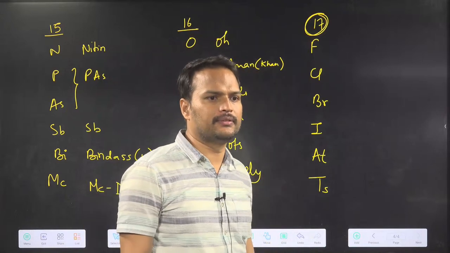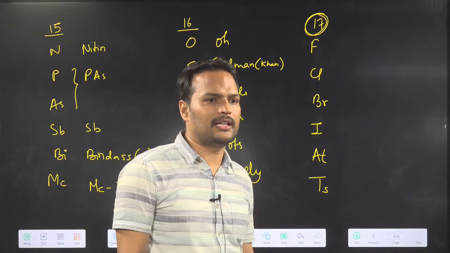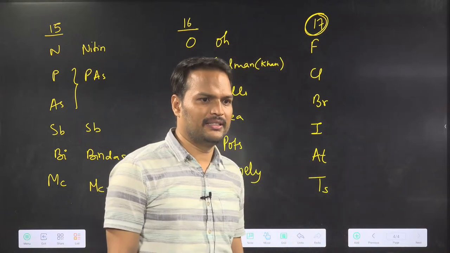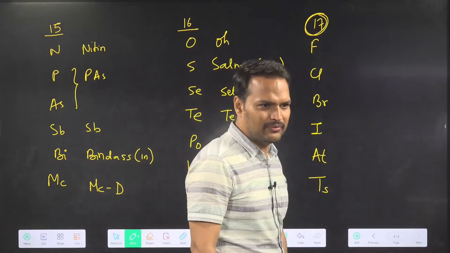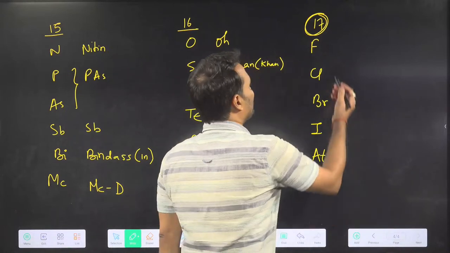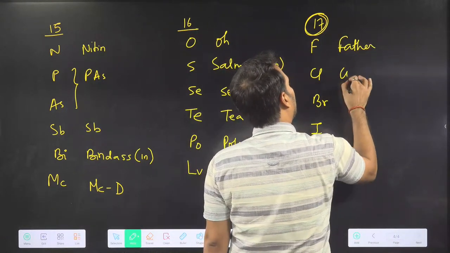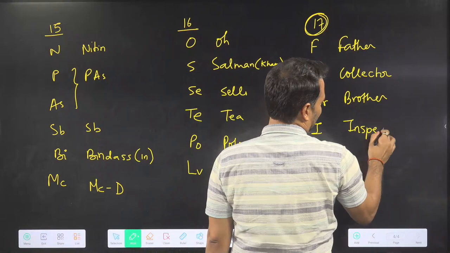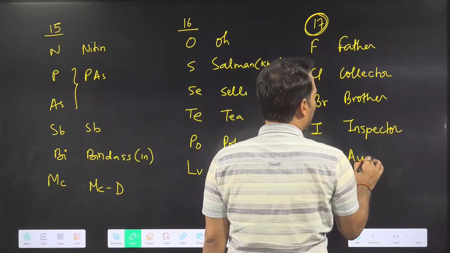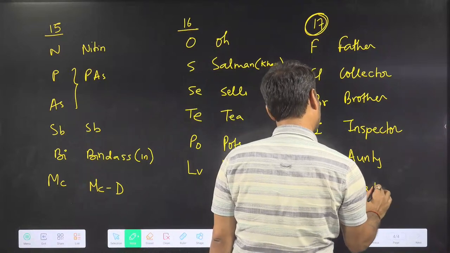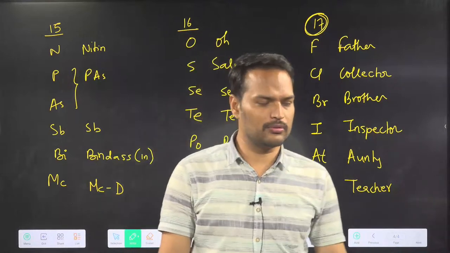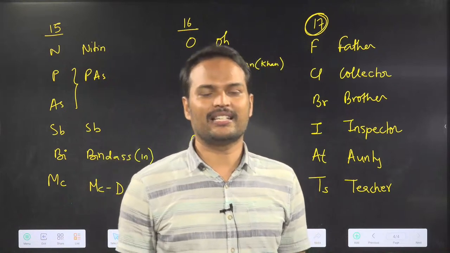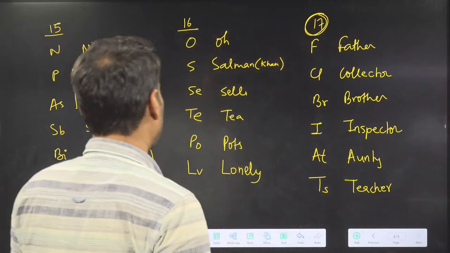Tennessee. Last one is Tennessee. Okay? Fool in college. Bore in Australia. Good in ATS. Okay, fine. Now I will tell you what they told me. I only learn what my students tell me. So they said like this: father collector, brother inspector. Now you will tell me after this how it was. And finally they said auntie teacher. Means all professions are in the house. So it is like this: father collector, brother inspector, and auntie is teacher.